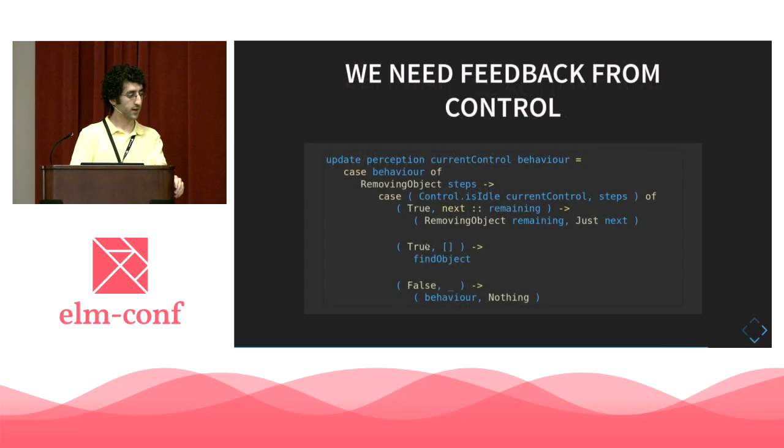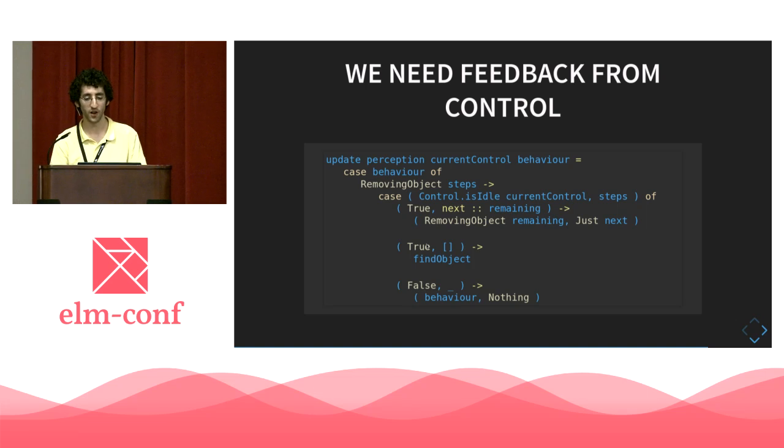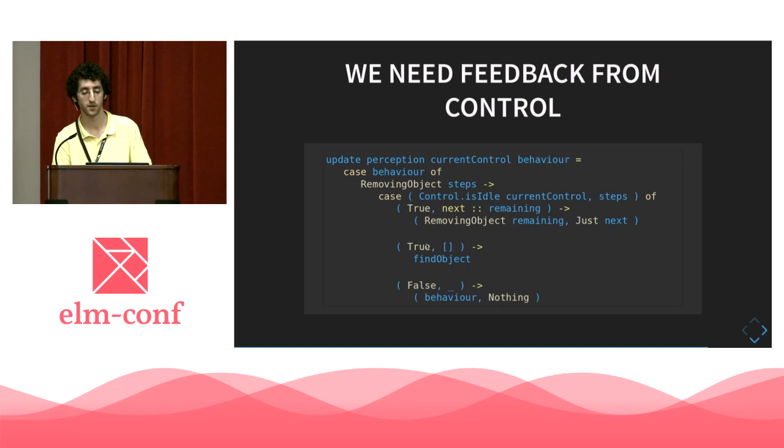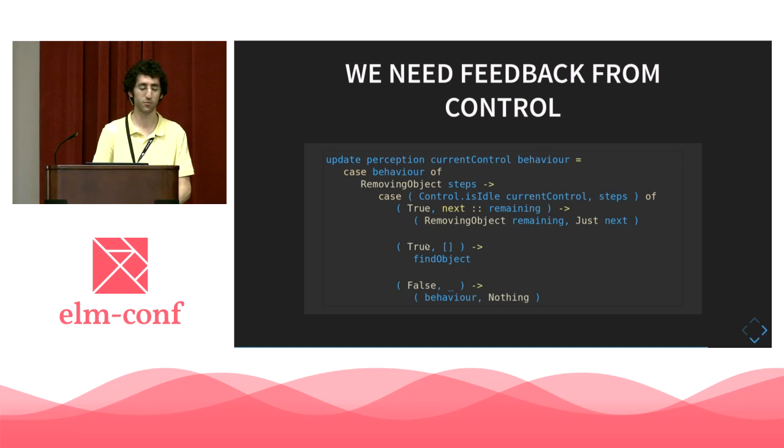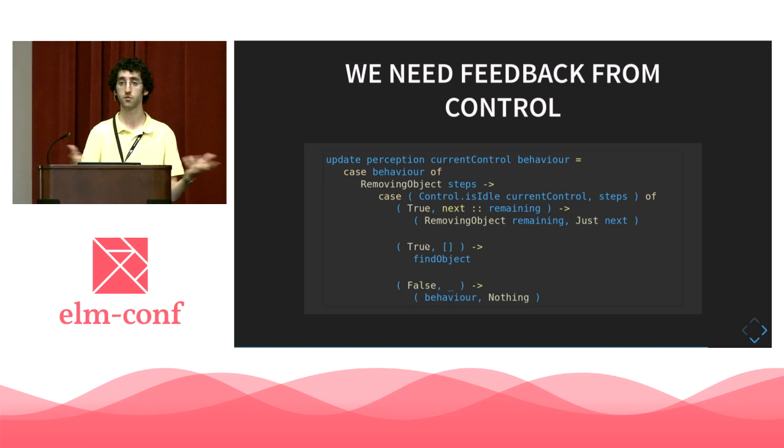So this is something that would be really, really easy to express in some imperative languages, but it is a little bit awkward here, where we need to constantly be checking: is the control module idle? If so, do we have a next action? Okay, just do that. If we're idle and we don't have any actions remaining, then great, we're done. We can go back to finding another object.